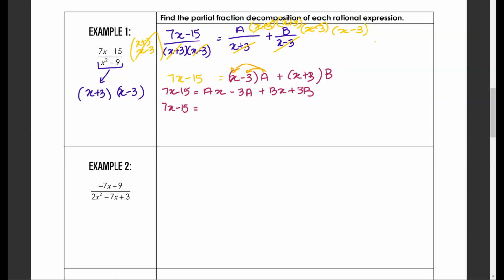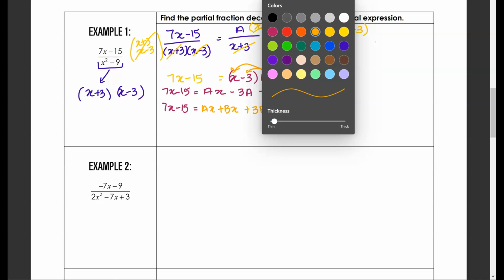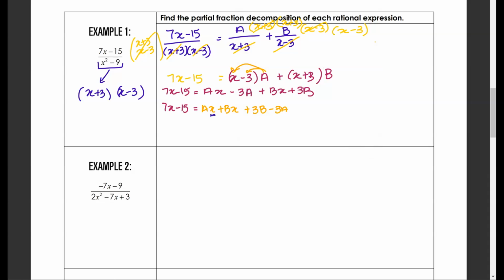So now let's combine some of these. So I have ax plus bx plus 3b minus 3a. So now we can factor out the x from the first terms here. When we factor that out, we end up with a plus b. And then I still have 7x minus 15.